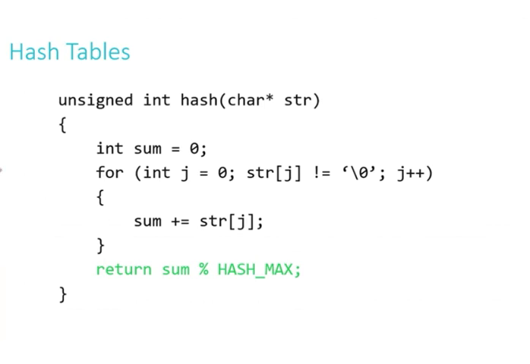Right? I don't want to be getting hash codes if my array is of size 10. I don't want to be getting out hash codes 11, 12, 13. I can't put things into those locations of the array. That would be illegal. I'd suffer a segmentation fault.